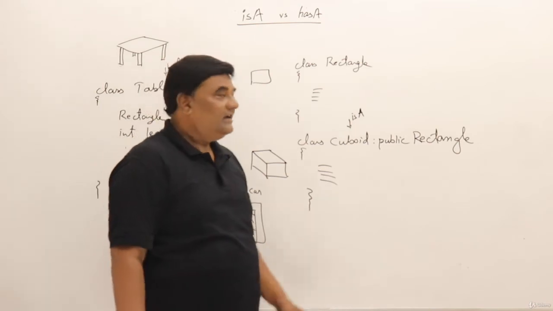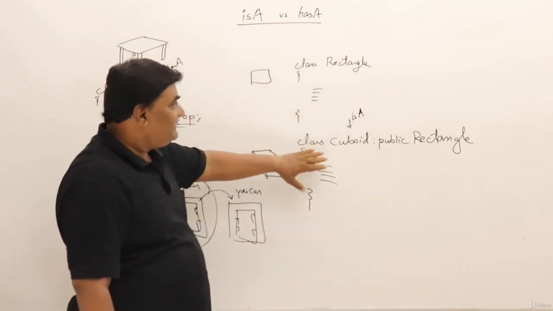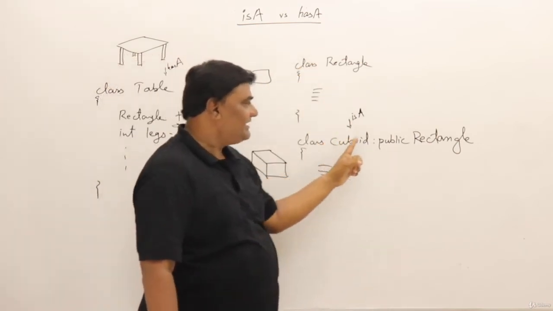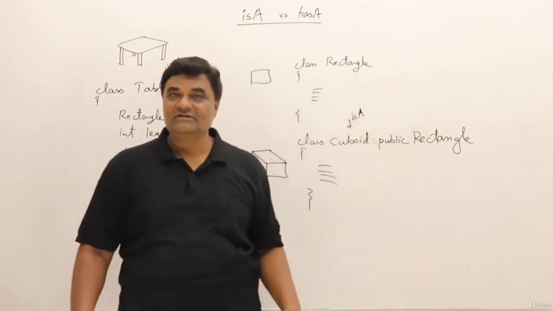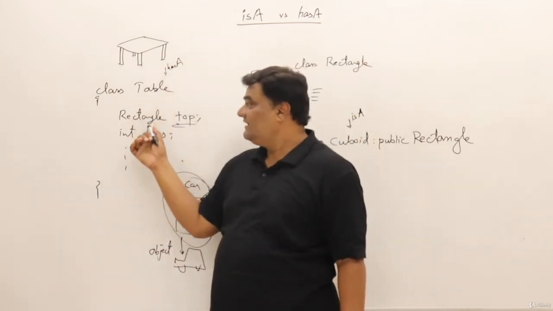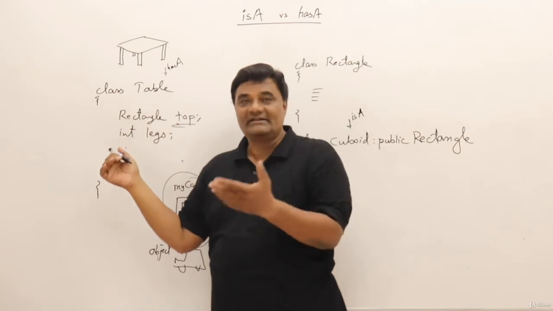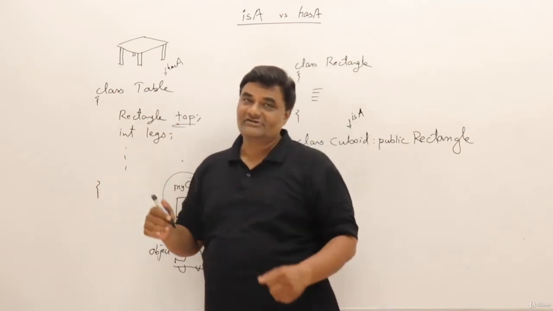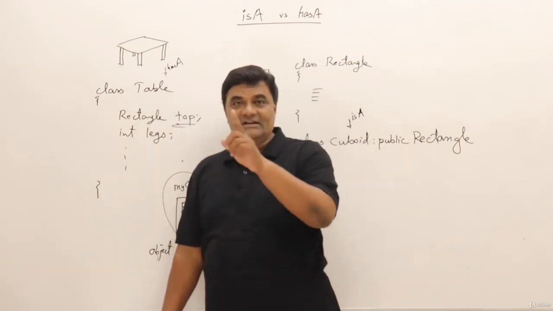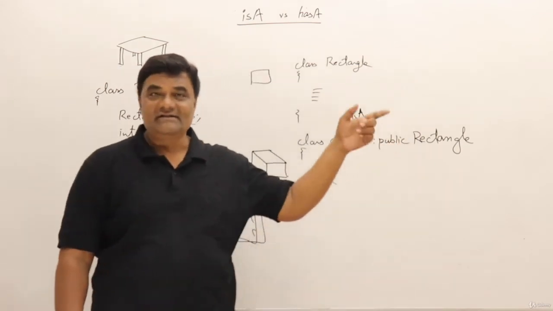So that's it. If a class is inheriting from some class, then it is having an is-a relationship with that one. Or if a class is having an object of some class, then it is having a has-a relationship with that class. So table has a rectangle, cuboid is a rectangle.